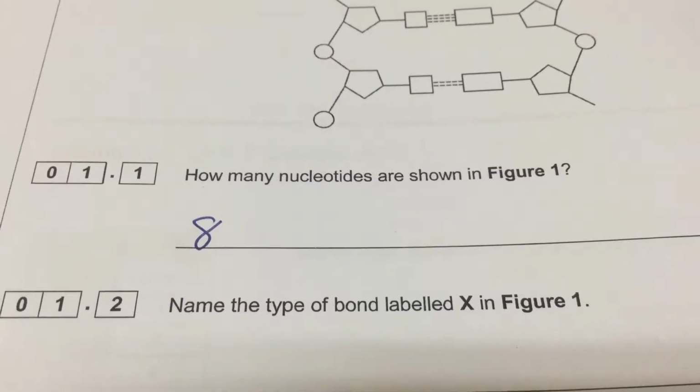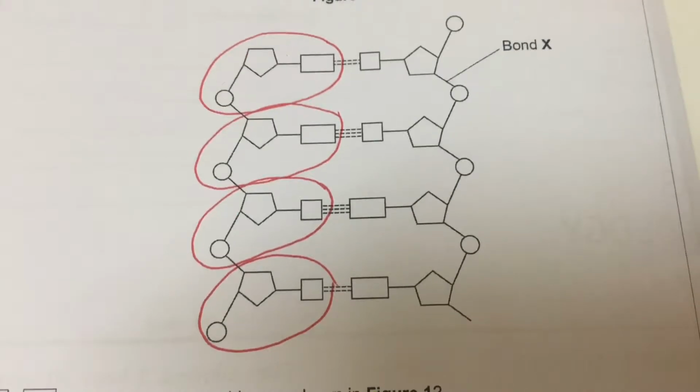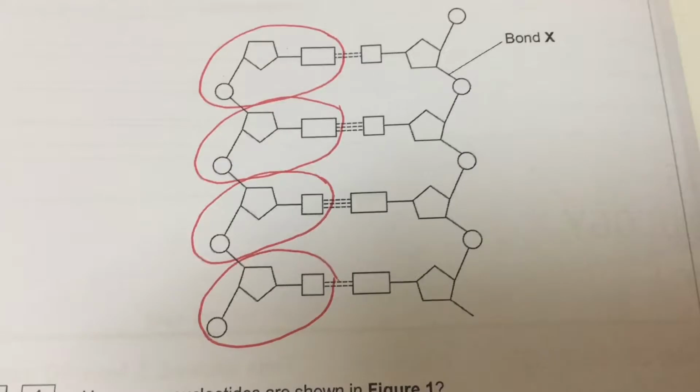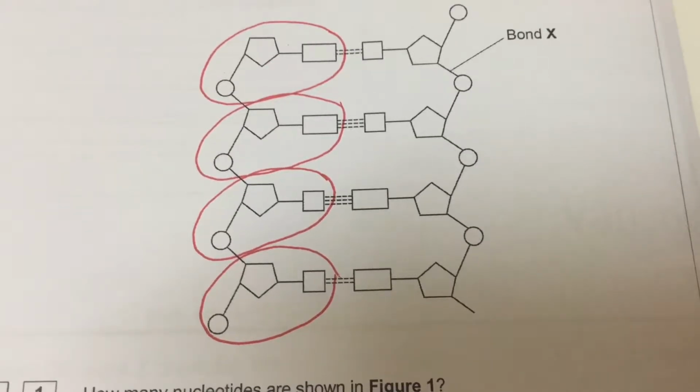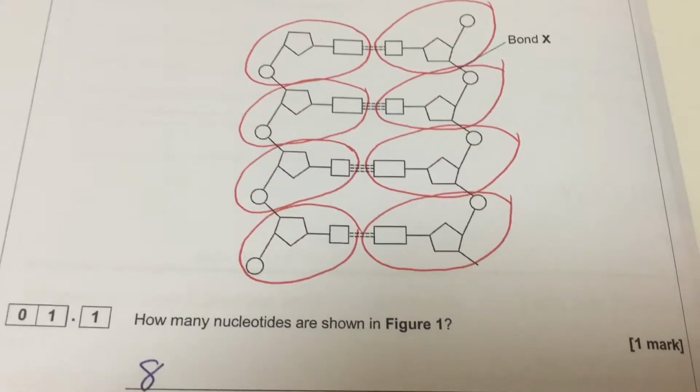Well, most students got that correct. The answer, of course, was 8, because each nucleotide is made up from deoxyribose, which is your pentose sugar there, a base and a phosphate. And you can see I've circled each of those. So in the 2 strands, there are 8 altogether.